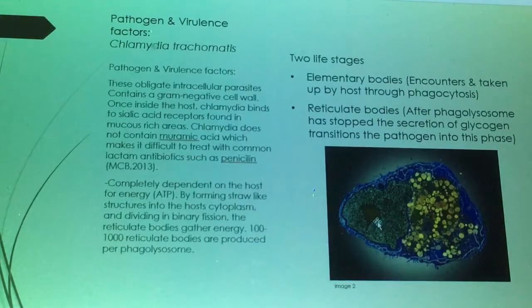It's important to note that Chlamydia trachomatis is dependent on the host for energy. It cannot produce its own ATP. This occurs by forming straw-like structures into the host cytoplasm and dividing in binary fission. The reticulate bodies gather energy in this way. 100 to 1,000 reticulate bodies are produced per phagolysosome.